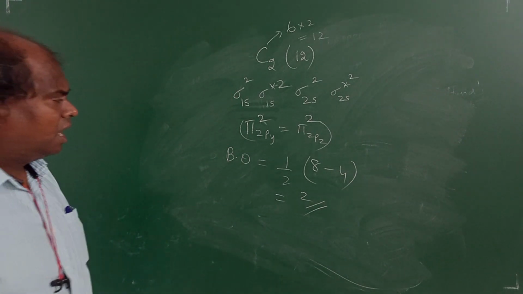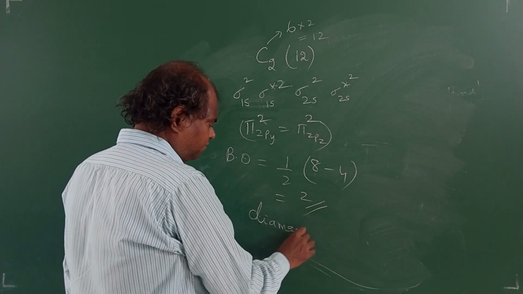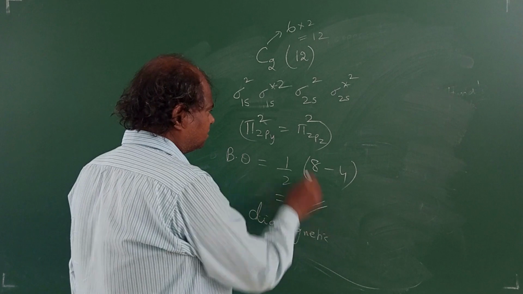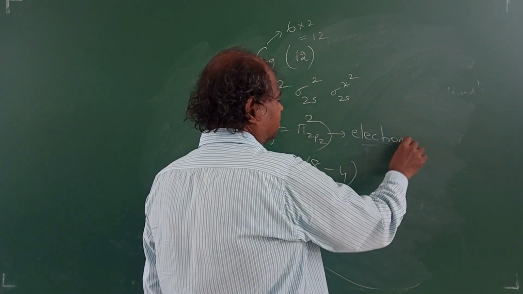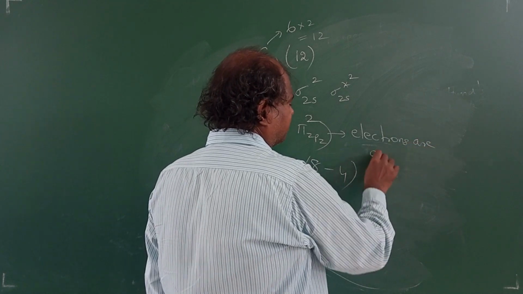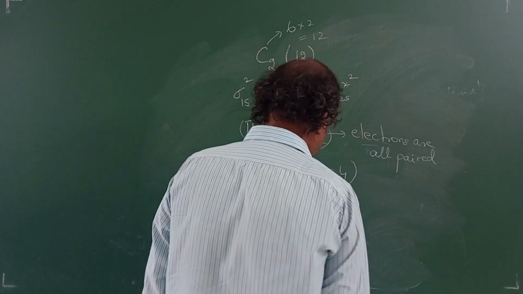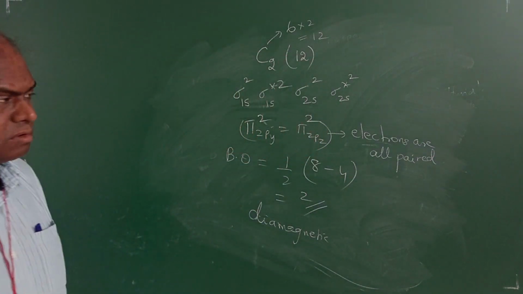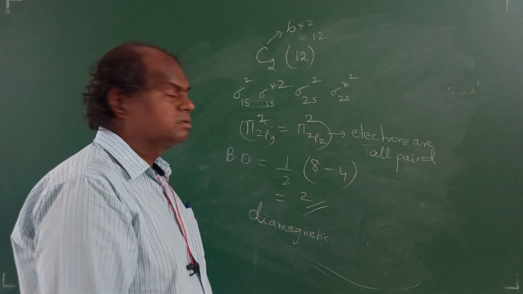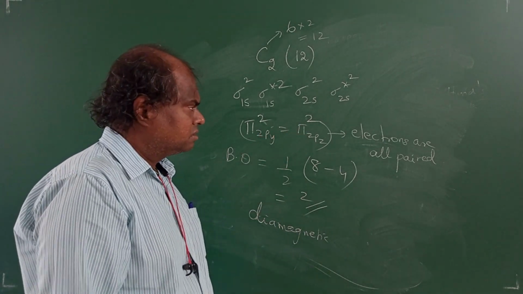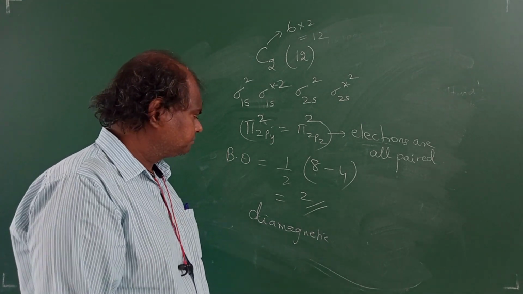And students, it will be diamagnetic. Why diamagnetic? Because here if you see the electrons, the electrons are all paired actually. You see here 2, 2, they're all paired up, so it will be diamagnetic.